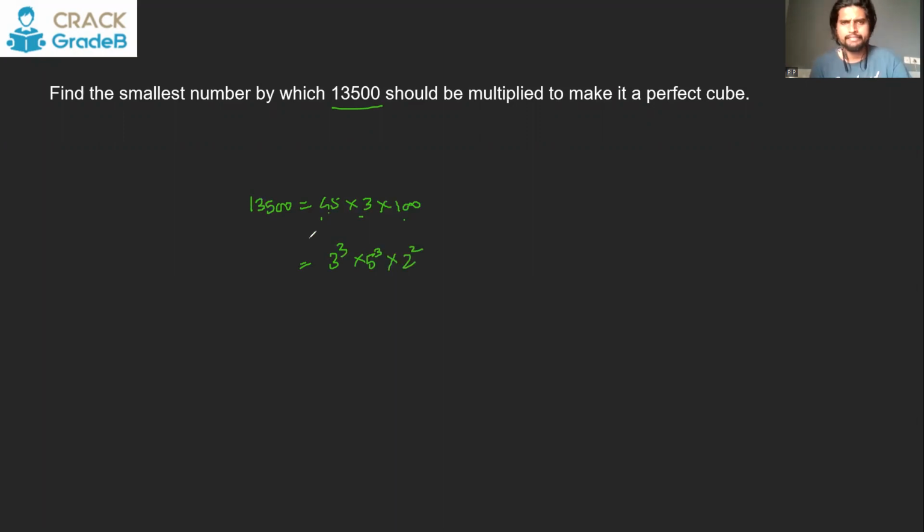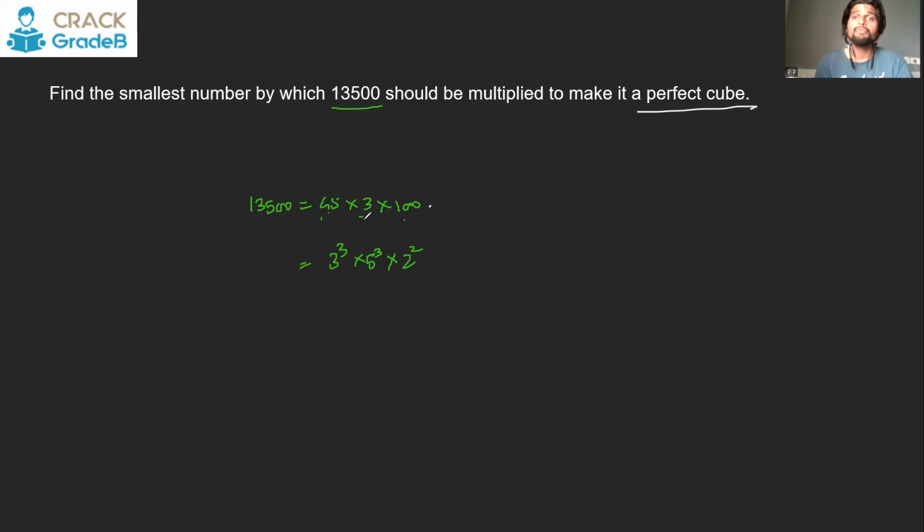You can do a little more practice to get it accurately and quickly. Because every time you can't just start breaking 2 into something, then again. So you should be able to do it a little fast. We have to find the smallest number by which this should be multiplied to make it a perfect cube.